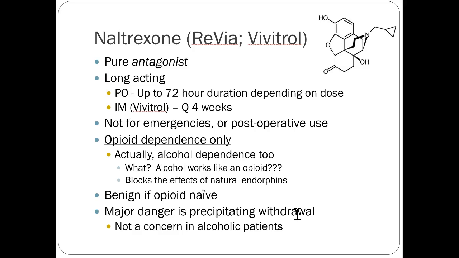And what will happen is if somebody tries to inject an opioid or use an opioid, it'll just bounce off the receptor because it's permanently antagonized by this drug that's long-acting. Or they'll get a much more blunted response to the opioid they're trying to abuse. So it's an abuse deterrent. It doesn't stop somebody from trying to abuse the drug, but if they try and do it, it does antagonize those receptors. So they also use it in alcohol dependence too, believe it or not.